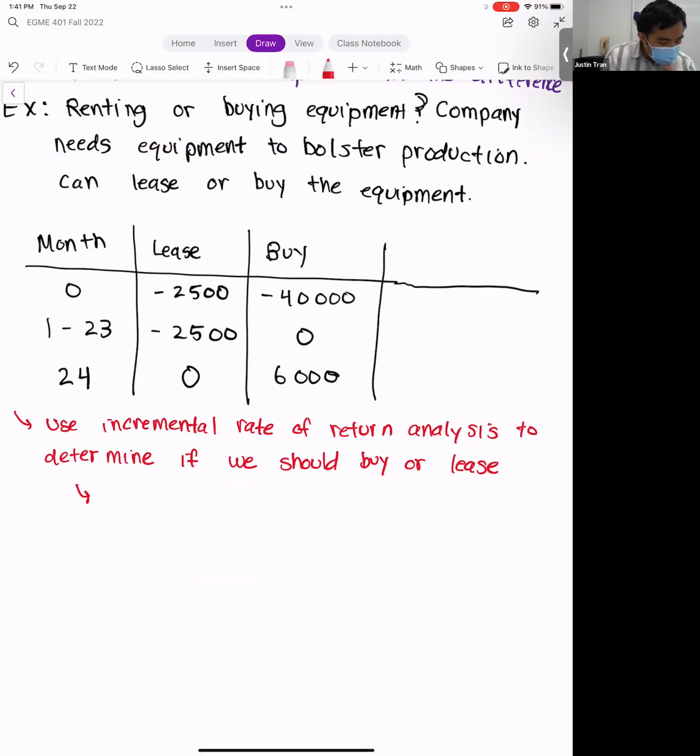Oh, I need to give you a MARR. And so let's assume that the MARR is 6%. And so that's going to be the number to beat.